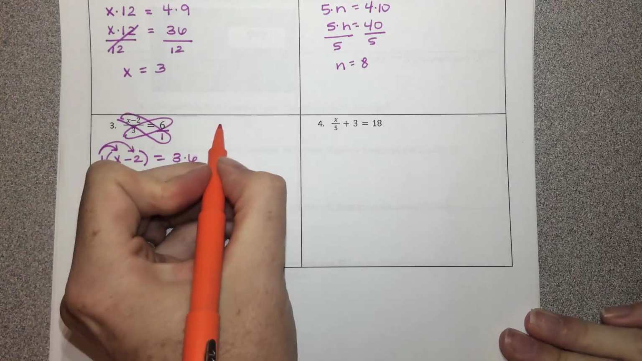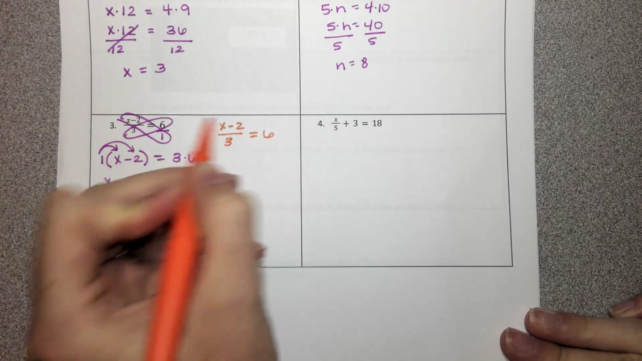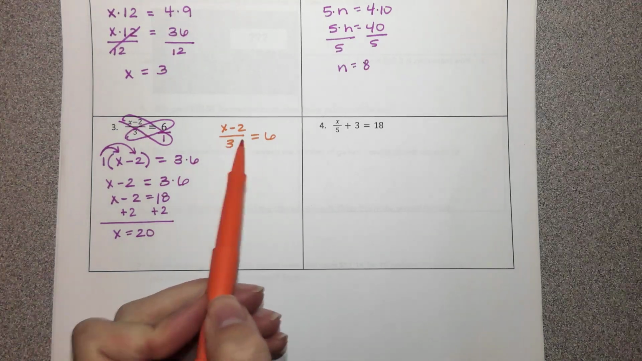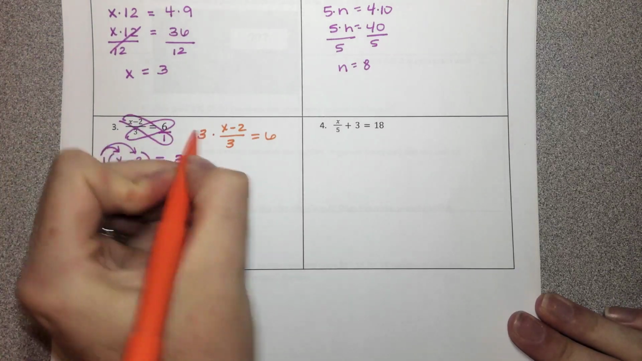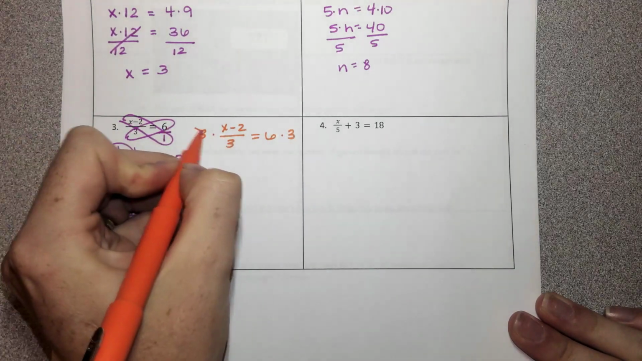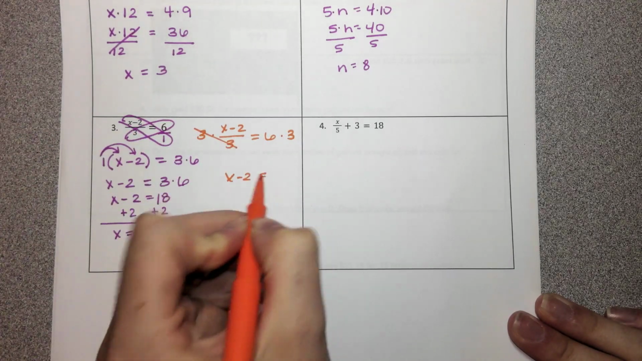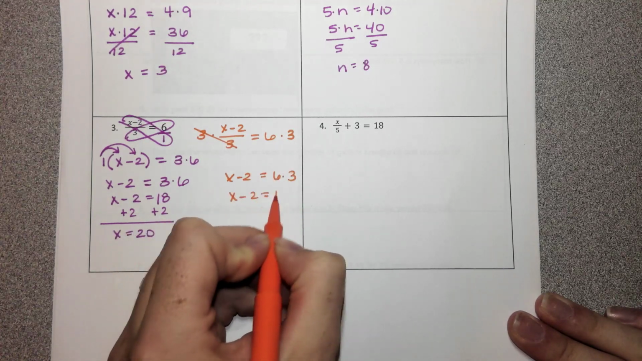Here's the other one. I'm going to rewrite it as if I was starting from the beginning. We can clear our fraction when we start if you don't like fractions at all anyways. So if we have this divided by 3, how do we undo that? Okay, so we can multiply both sides by 3. They'll cancel on the left, and we get x minus 2 equals 6 times 3, which is 18.